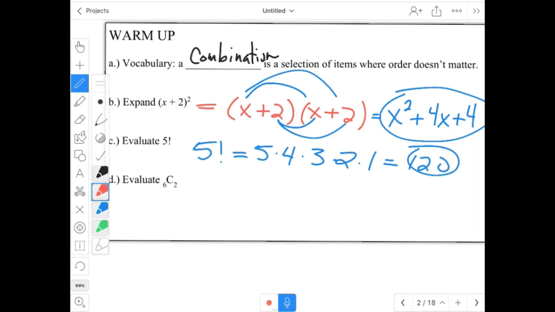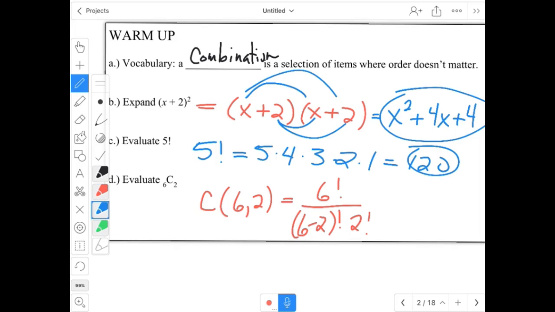And then last, let's actually do a combination problem. So we have 6 total things taken 2 at a time. Another notation for writing this, we can have C(6, 2). Now, remember, this would be our formula for this. So we'd have 6 factorial over (6 minus 2) factorial times 2 factorial. I'm not going to do 6 times 5 times 4 times 3 times 2 times 1. I'm going to actually do some simplifying first, so it makes it a little bit easier.